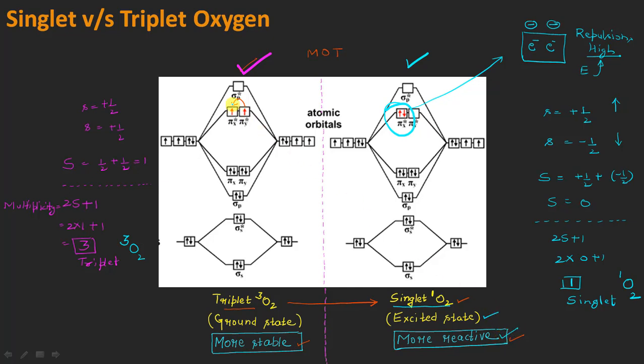On the other hand, in this case, the two electrons are present in different anti-bonding pi molecular orbitals, so they are far away from each other, and thus the repulsions in this type of system will be less, giving a ground state or a more stable state of the oxygen molecule. I hope the difference between the singlet and the triplet oxygen molecule is clear to you now, so that we can return to our main topic, our main mechanism.